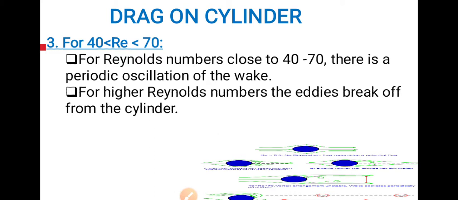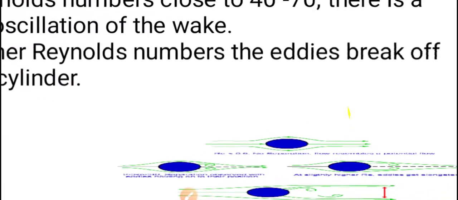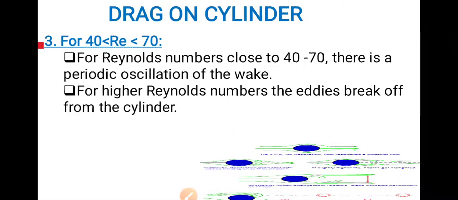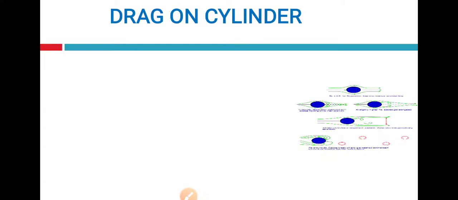For Reynolds number greater than 40 and less than 70, that is the third case, there is a periodic oscillation of the wake. Periodic oscillation of the wake, that you can see. Oscillations on either side, on these two figures you can see. For higher Reynolds numbers, the eddies break off from the cylinder.